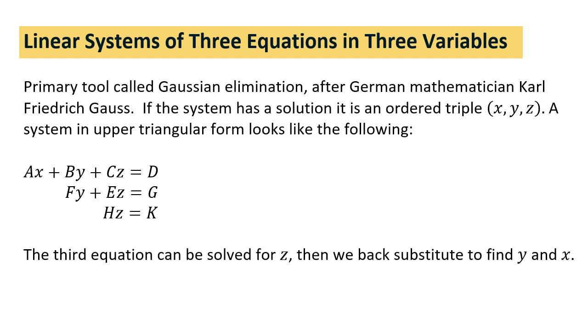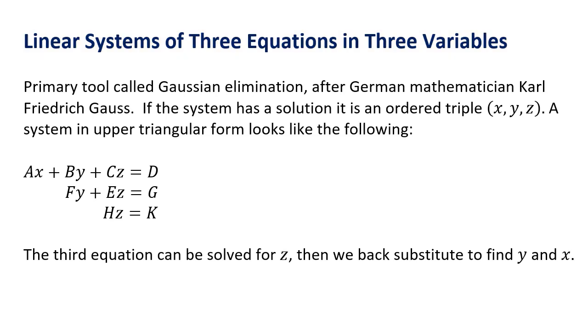Linear systems are three equations in three variables. The primary tool we will use to solve these systems is called Gaussian elimination, named after the German mathematician Carl Friedrich Gauss. If the system has a solution, it is an ordered triple (x, y, z).